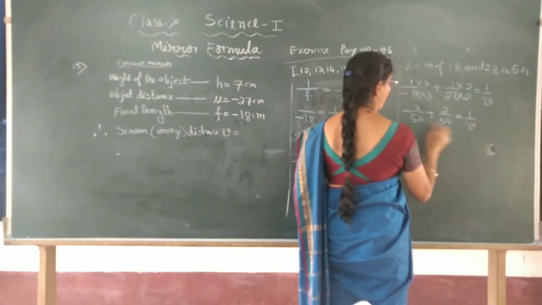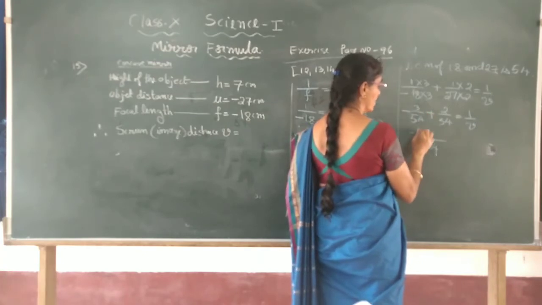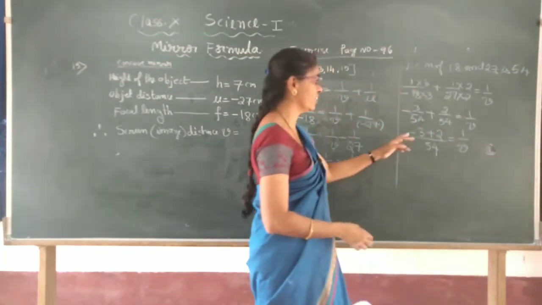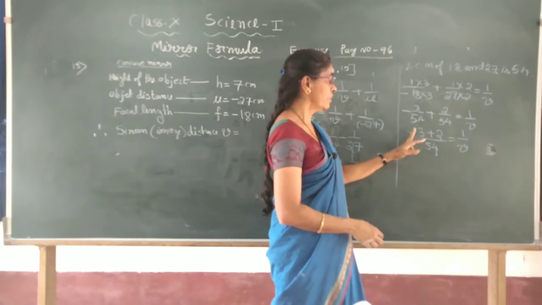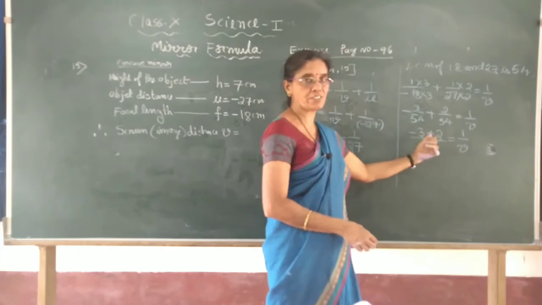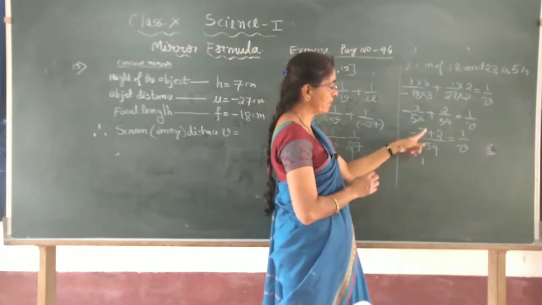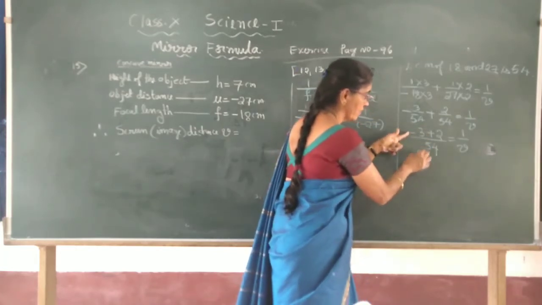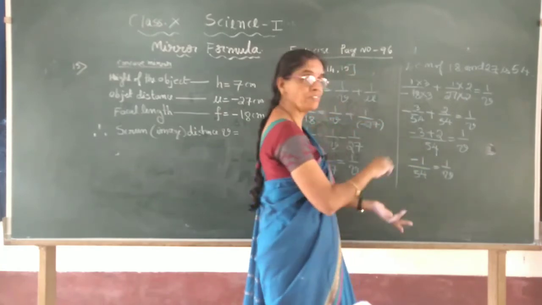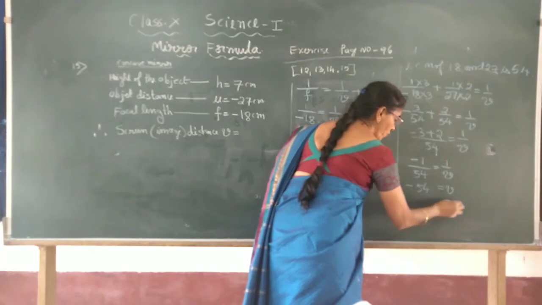Now what is the common denominator? 54 I will write. So in the numerator, this is minus 3 and this is plus 2. And you know that while adding or subtracting, if the two digits have different signs, you always have to find the difference. 3 and 2, the difference is 1, and 3 is the bigger number, so you have to see its symbol and write that symbol. Then the denominator is the same, 54, it is 1 by v. And if you want v, write the reciprocal. So v is nothing but minus 54.